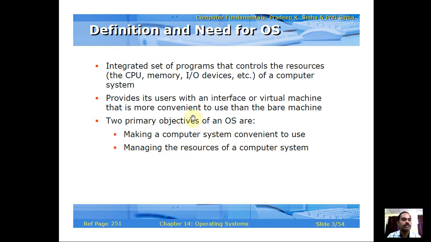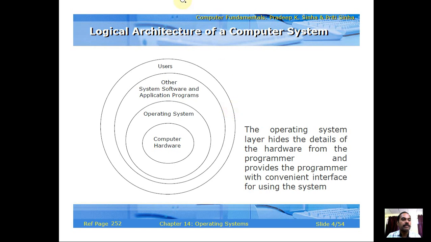So the operating system is wonderful. It is called an integrated set of programs, and it provides the best user interface through GUI or CUI. Next, this is a logical architecture of a computer system, in which you can see at the center the computer hardware. Computer hardware means monitor, CPU, keyboard, mouse, joystick, whatever it may be. The different hardware parts of the computer, or simply the computer system.